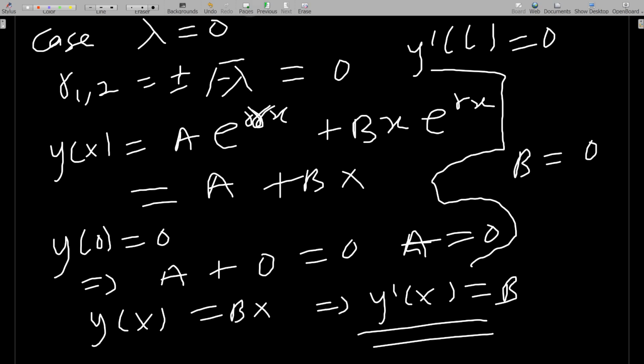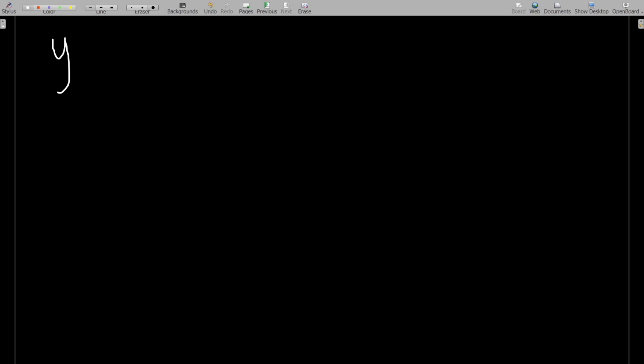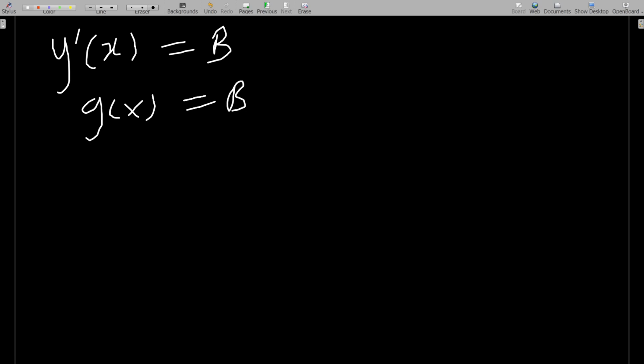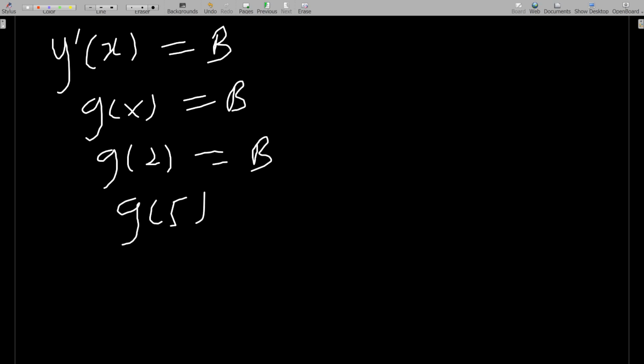So this is a constant function. This is what I mean. Okay, so with a constant function, let's say we have y prime of x being equal to b. It's a constant function. So let me name this as g of x, because I'm saying g of x is equal to our y prime of x. So find g of 2. G of 2 will be putting 2 in place of x, but there is no x here, so it will still be b. G of 5 will still be b. G of 7 will still be b, because we don't have any x for us to put that. That's what we mean by a constant function.